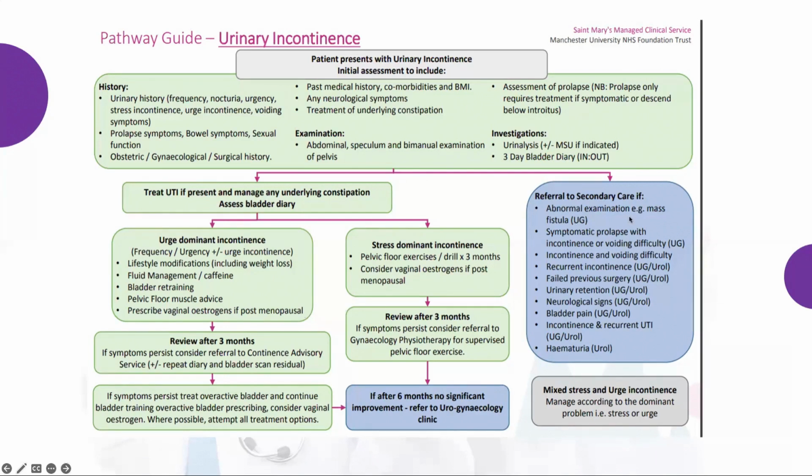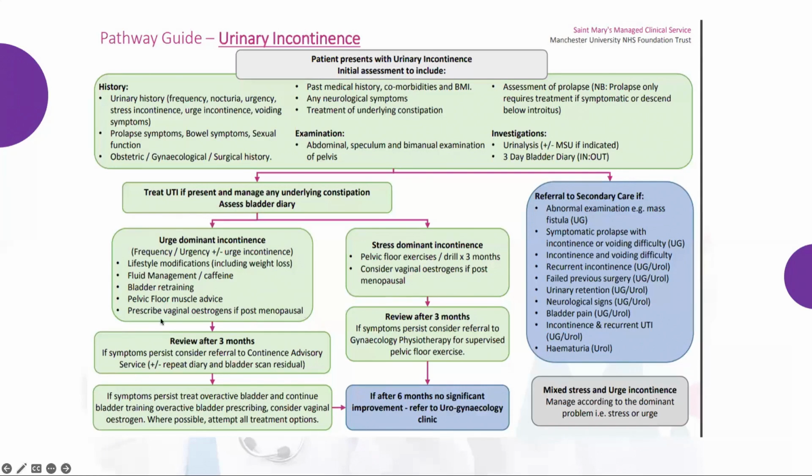When do you refer the patient to secondary care? Where you see either there's a mass or there's a fistula, or a symptomatic prolapse with incontinence. Okay, so this is not for you. And there is voiding difficulty plus incontinence. So any complicated case, you have to refer to secondary care, or where there is a previous failed surgery, recurrent incontinence, a neurological problem, or a lot of pain or hematuria. Of course, you have to refer such patients to secondary care.